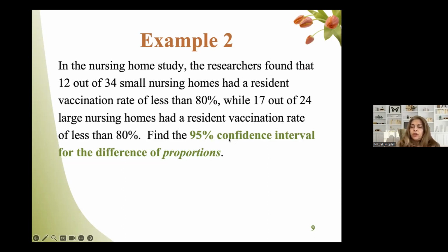So we want to find a 95% confidence interval for two proportions. When they say difference of proportion, it is telling you that you have two groups, and your parameter is proportion. So what are our two groups? Small nursing home and large nursing home. Since the problem started talking about small nursing home, I'm going to call small nursing home group 1.